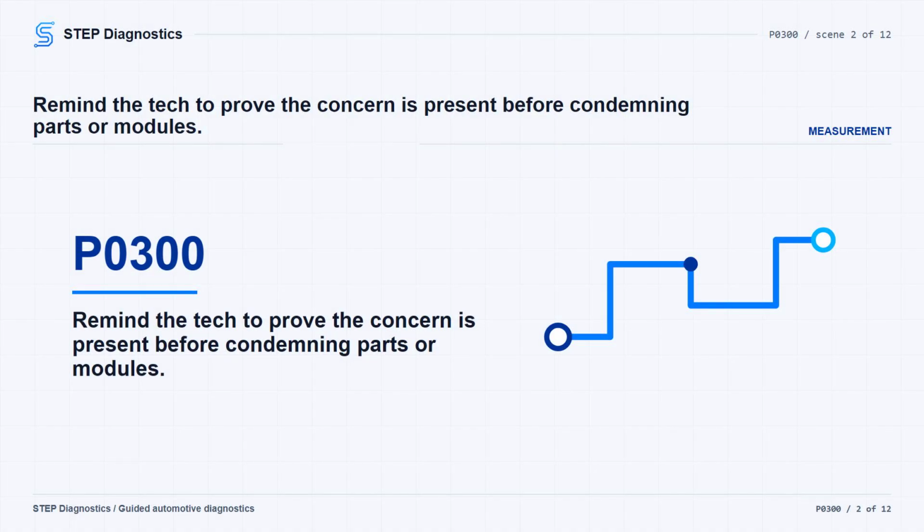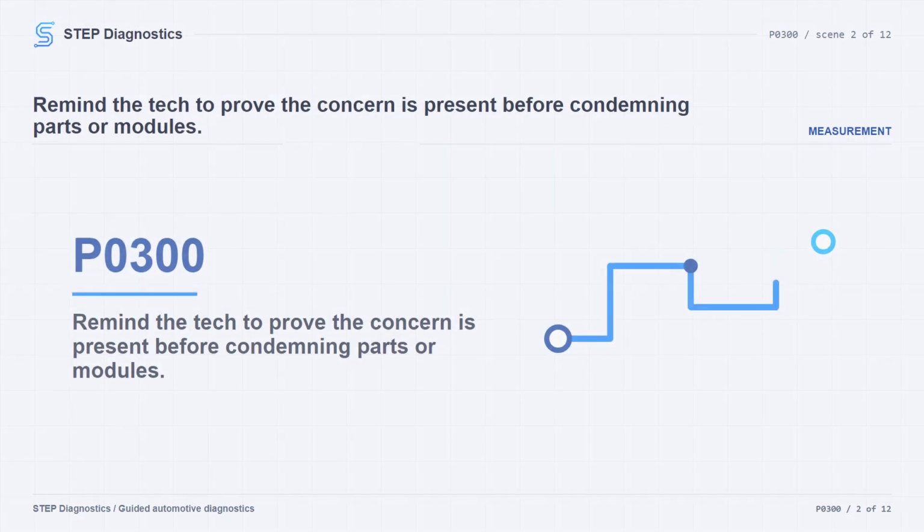Before getting deep into P0300, make sure the concern is actually present while you are testing. Do not replace modules or other components just because the path points that way if the symptom is not there at the time. Start with the obvious. Look for anything that matches the customer complaint.